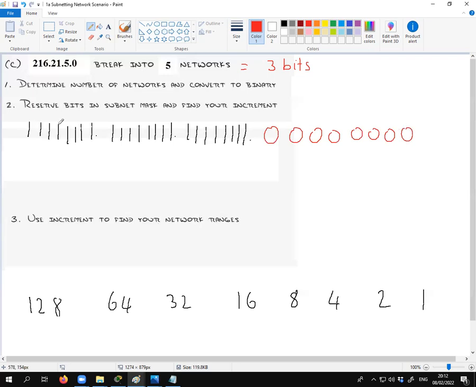All I've done there is taken my default subnet mask, which is 255.255.255.0, and converted it into binary. Does everyone see what I've done there? This is my default. I haven't changed anything yet.